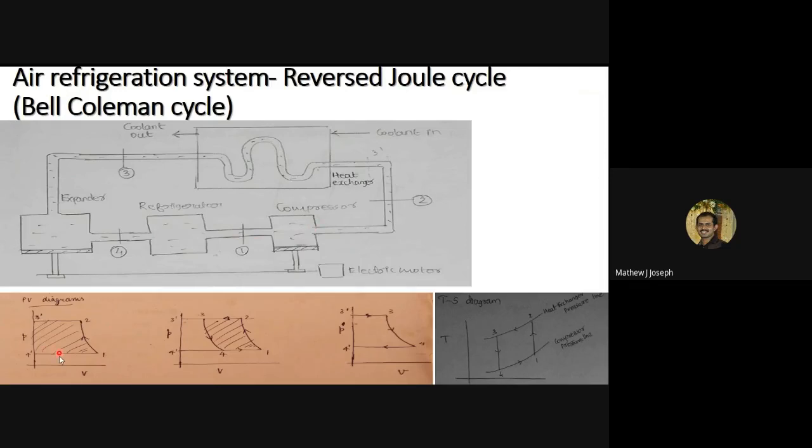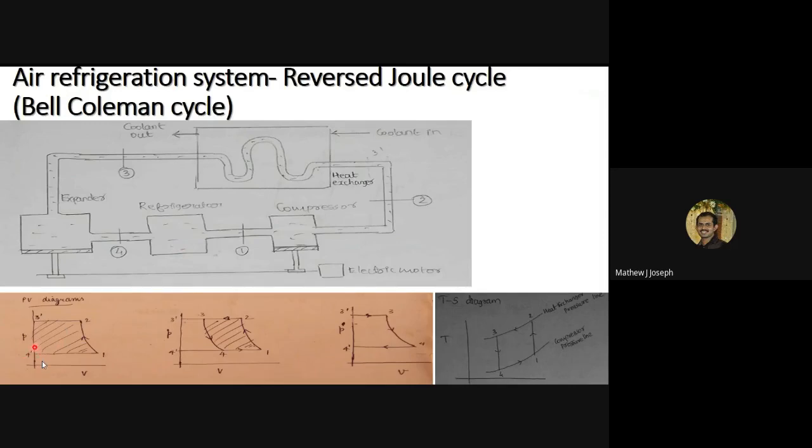So that suction stroke is represented as 4 dash to 1. So the suction stroke of the compressor is represented as 4 dash to 1. Here we are not seeing any point like 4 dash. 4 dash is nothing but an imaginary point.